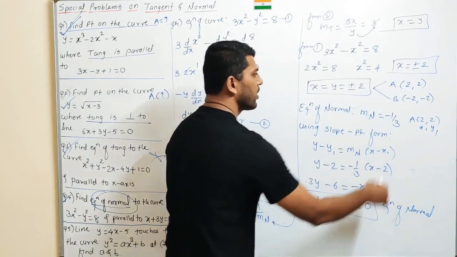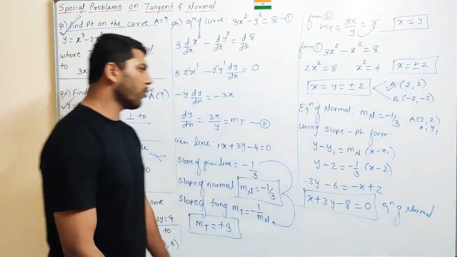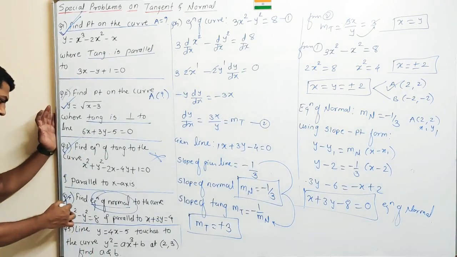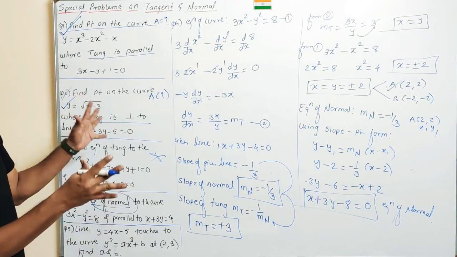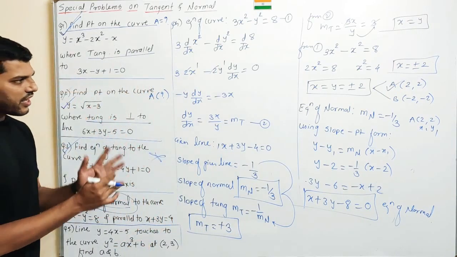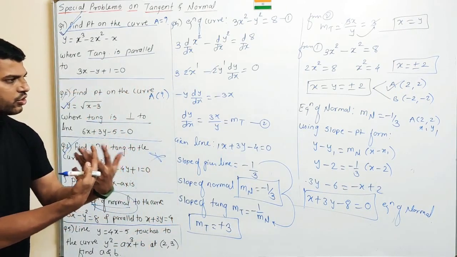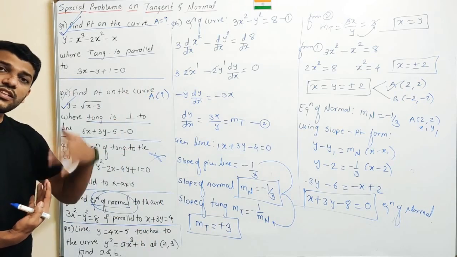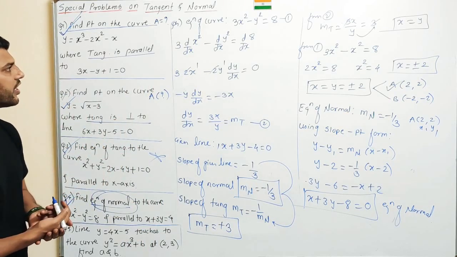which was asked in the problem considering this point A (2, 2). Finally we got the equation of normal. So this one was also somewhat tricky question. So just understand, somewhere you have to join the concepts from the lines with this article about tangent and normal.